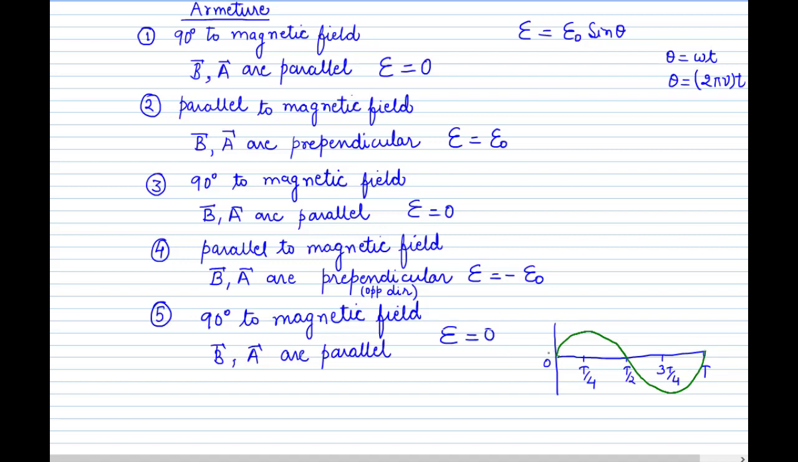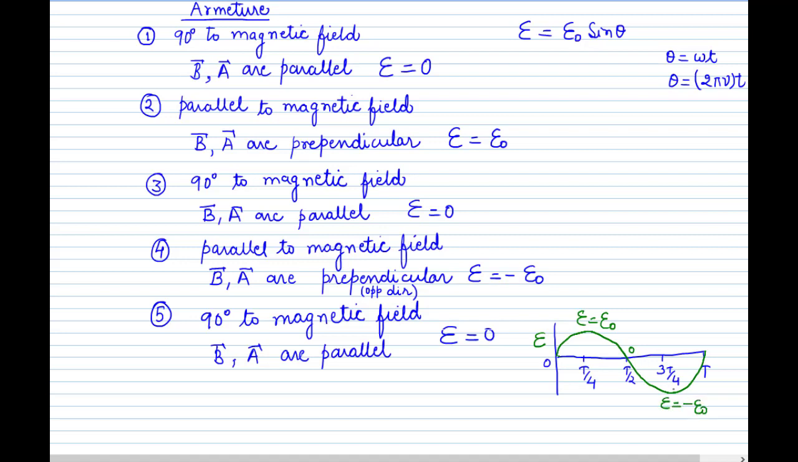So here when our armature is 90 degree to magnetic field, then B and A are parallel, and here the value of EMF is 0, and here at T by 4, when it is parallel to the magnetic field, then B and A are perpendicular, then E is having the maximum value as E is equal to E naught. Again when we rotate it 90 degree more, then our armature is 90 degree to magnetic field and B and A are parallel, and we have E is equal to 0. We rotate it 90 degree more, that means we have rotated with 270 degree total. So when it is rotated with 270 degree, then B and A are again perpendicular. But if you put the value of sine 270 degree, then it is minus 1. So we will have E is equal to minus E naught.